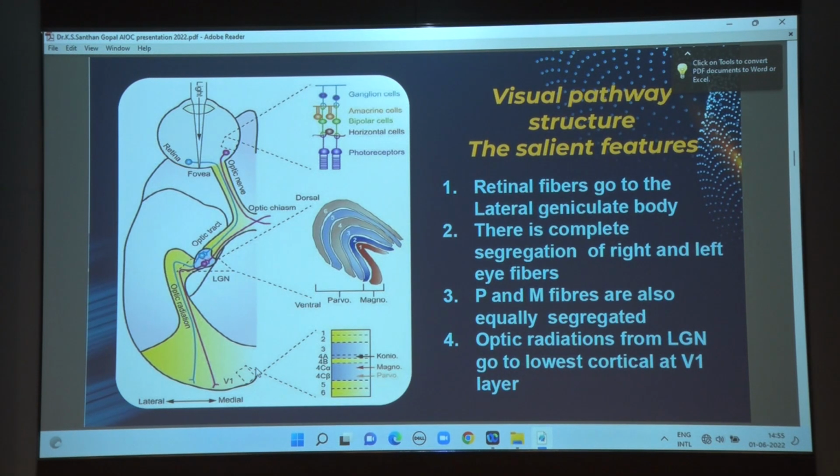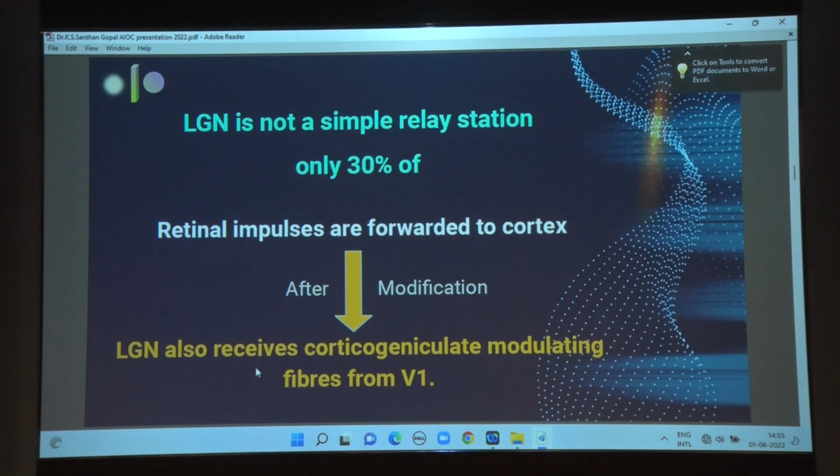The 4C, 4B and all, they are binocular. So if you look at that, LGN is not a simple realization. Only 30% of the impulses from the LGN go to the cortex. If all the impulses from LGN go to the cortex, the brain gets thoroughly confused and short-circuited, and you start behaving like a poppu. Now, after modification, the LGN also receives the corticogeniculate modulating fibers.